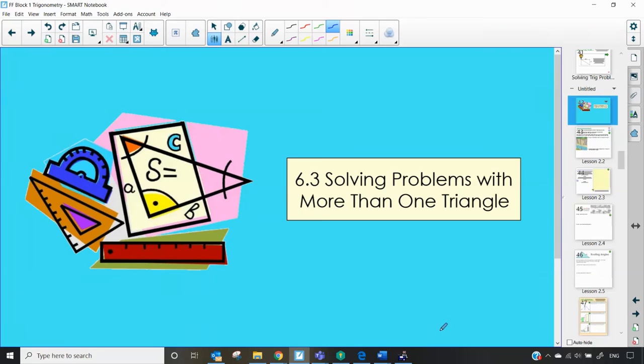Welcome back, guys. Today we're going to be looking at topic 6.3, which is solving problems with more than one triangle. Now, when we get into this lesson, the concepts of trigonometry have not changed. The only difference between these lessons and previous lessons is that the word problems are going to involve questions that have more than one triangle. So these are all going to be multi-step problems.